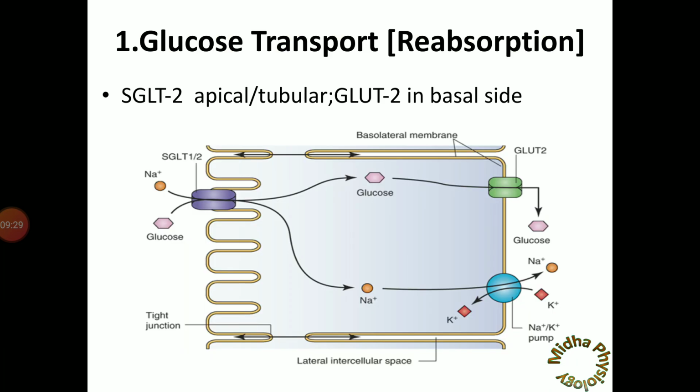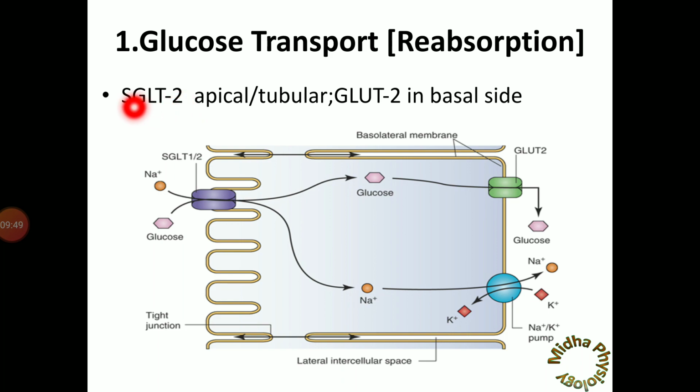So today we are going to talk about glucose transport. Remember, the transportation of glucose through the renal tubule is always reabsorption. Okay, so this reabsorption of glucose along the renal tubule occurs with the help of a co-transporter, which we call the sodium glucose co-transporter.